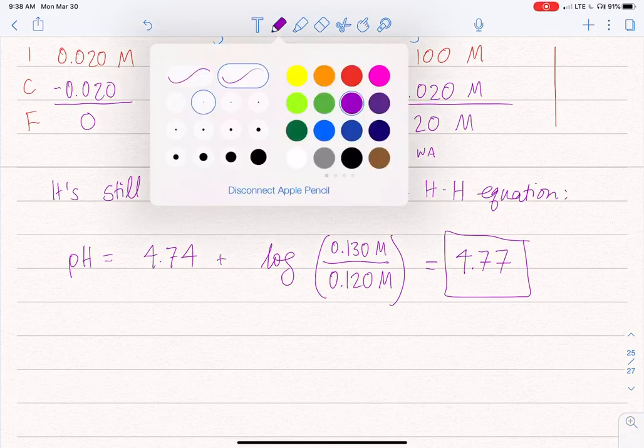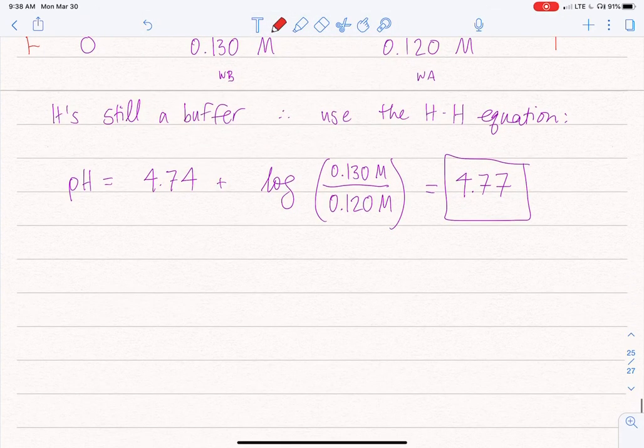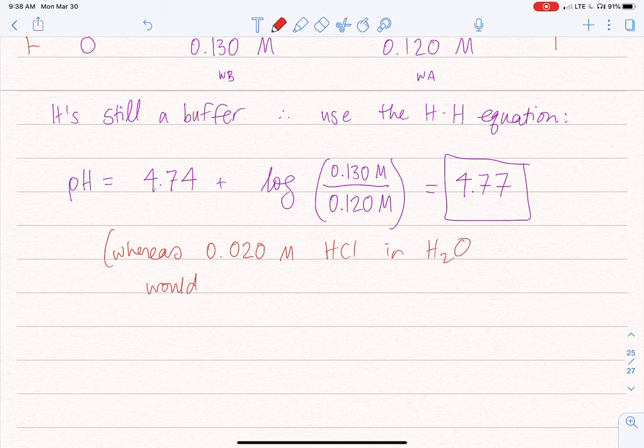Now I want to show you kind of how dramatic this is, just to give you a quantitative idea. If I had 0.02 molar HCl and just added to water, this would give me a pH of below 2. So you can see the power of the buffer in modulating the change in pH when I add a strong acid.